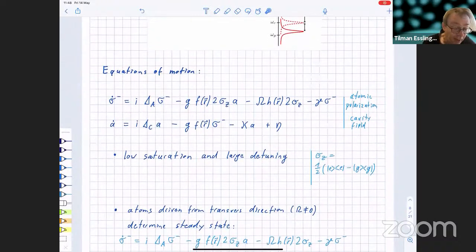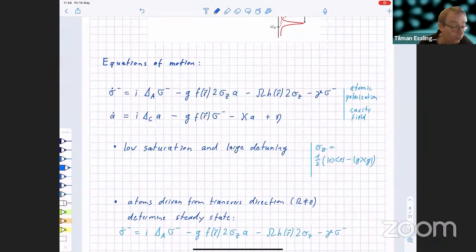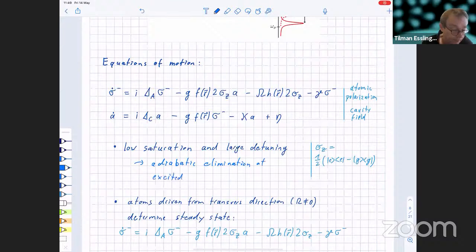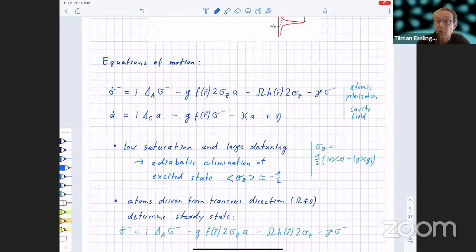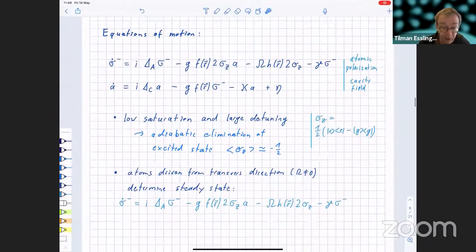Okay, a very often used tool is low saturation and large detuning, which is most of the time the case, and then you can adiabatically eliminate the excited state. So basically what you say is on average your expectation for your sigma z is -1/2. So the atom is practically not excited. And then you can put that value into the equation above, and then you can solve your equation.